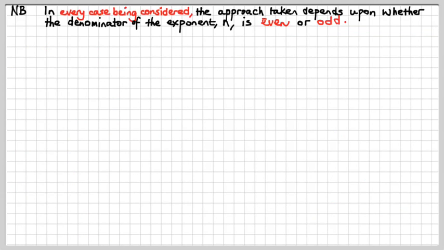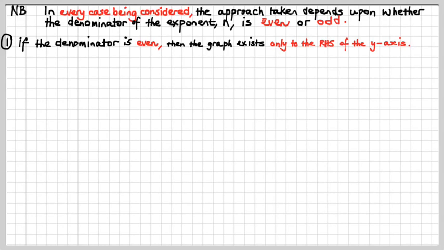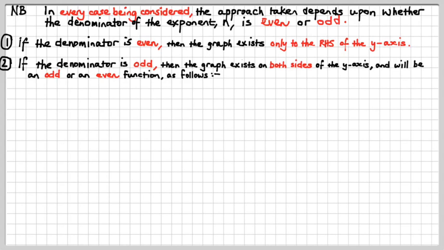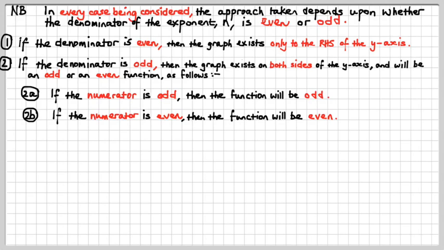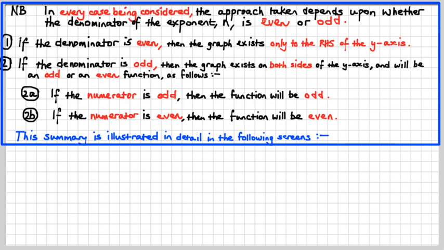I'm just going to restate the fact, though. It's very important. In every case being considered, the approach taken depends on whether the denominator of the exponent n is even or odd. It's worth saying again. If the denominator is even, the graph only has a right-hand side. If the denominator is odd, then the graph has both sides of the y-axis and will be odd or even, as follows. If the numerator is odd, the function will be odd, and if the numerator is even, then the function will be even. Now, that's a restatement of what's on the previous page, but it's worth restating. And that's a big box around there to give you that grand summary of what you do with these things, yes? Here we go.